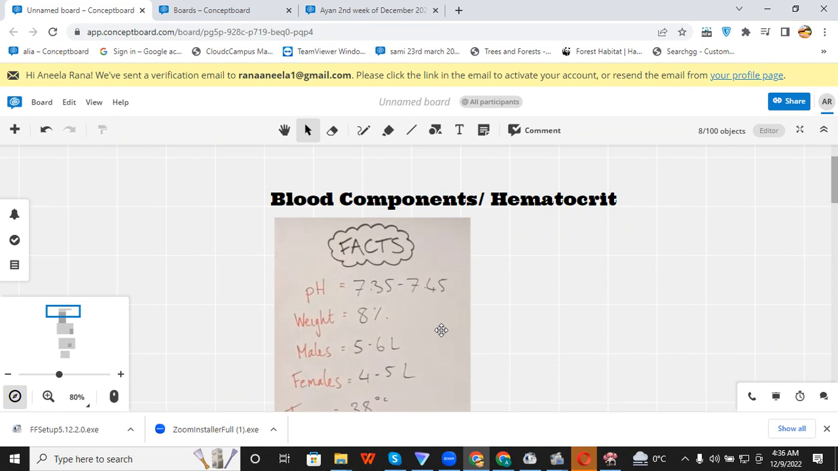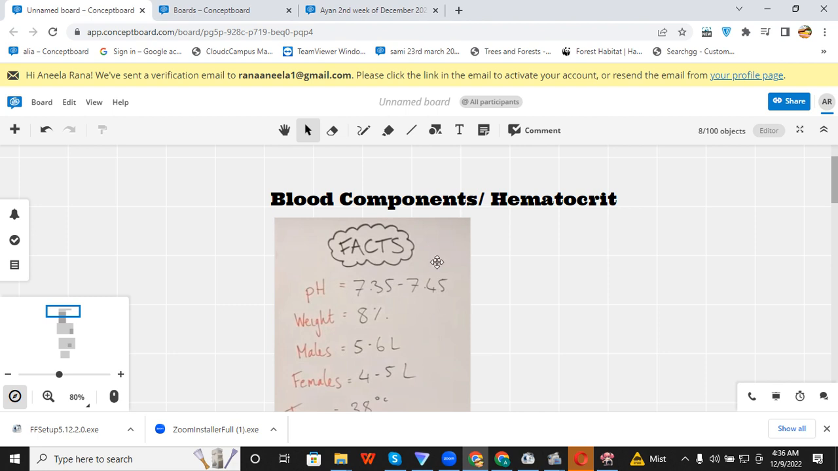So today we're going to talk about the topic of blood components, also called hematocrit. First of all, do you know the meaning of component? It's actually the thing which we use to make a specific thing. Here we're going to talk about the blood component, meaning the main things used to make the blood.